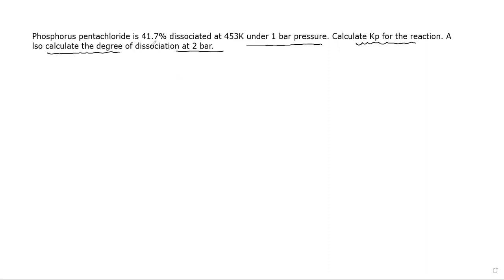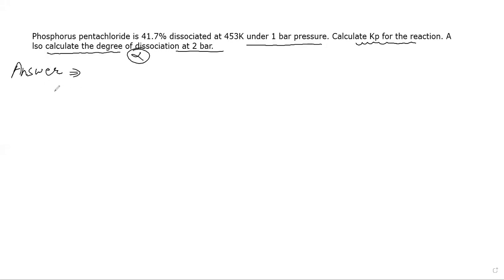So phosphorus pentachloride is 41.7% dissociated at 453 Kelvin under 1 bar pressure. Calculate Kp for the reaction and then calculate degree of dissociation, that's alpha, at 2 bar pressure. So consider dissociation of phosphorus pentachloride. I'll write the equation here. So, the answer for this.